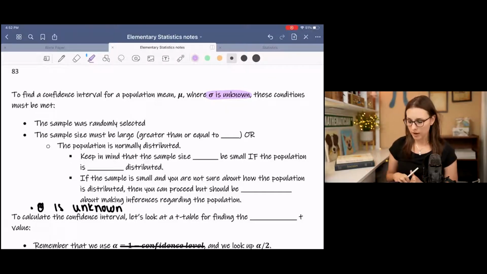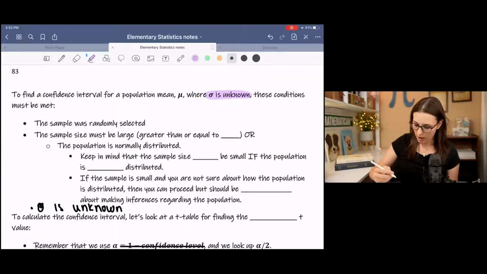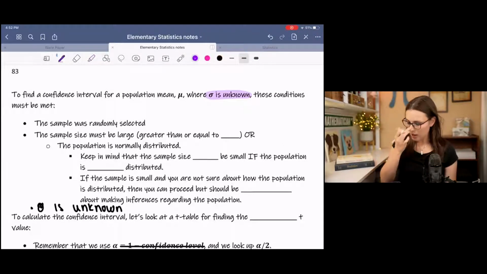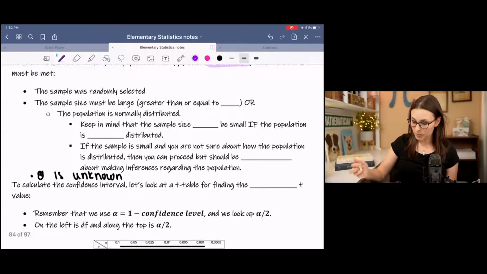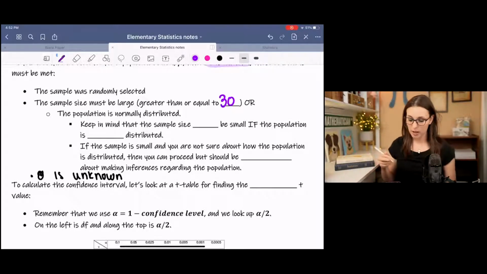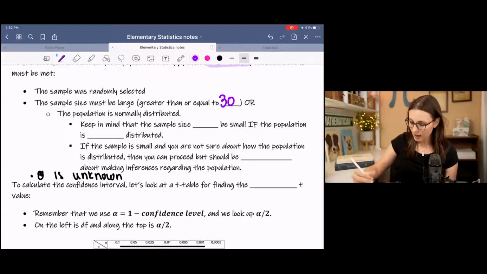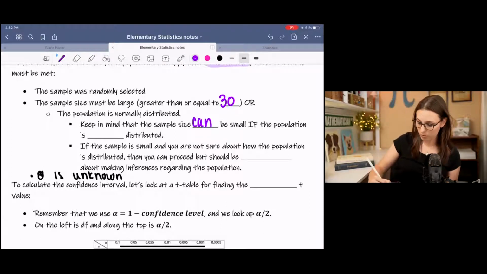As with anything, we have conditions that have to be met before we can use this procedure. And these conditions are the same as a Z interval. The sample must be randomly selected. The sample size must be large. If it is not large, the population needs to be normally distributed. Keep in mind that the sample size can be small if the population is normally distributed. It has to be one or the other.